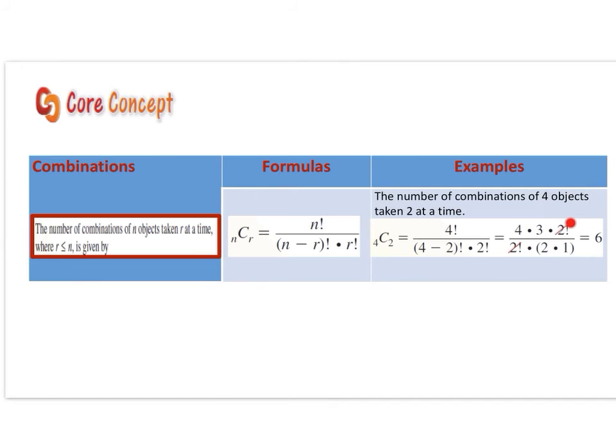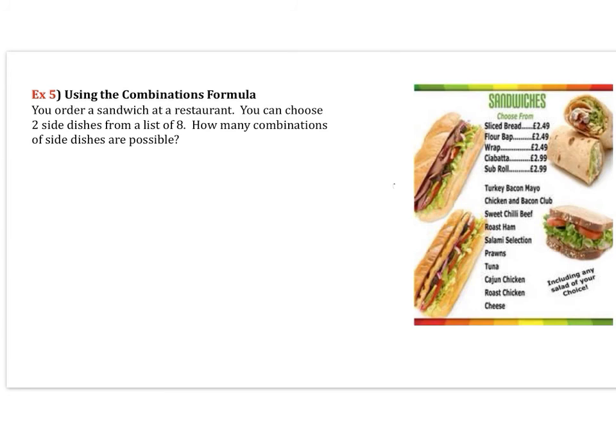So 4, 3, 2. You can stop at the 2 because 4 minus 2 in the denominator simplifies to 2 factorial, and those 2's can divide each other out. That leaves you with this 2 factorial, which is 2 times 1. So you have 4 times 3, which is 12, divided by 2 times 1, which is 2, which simplifies to 6.